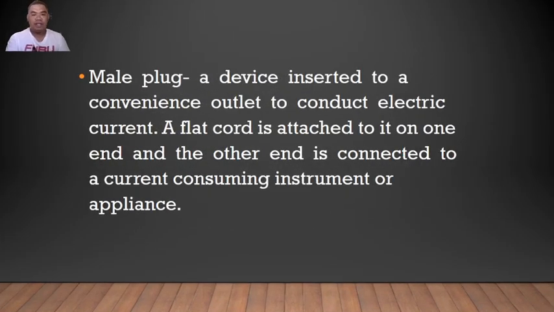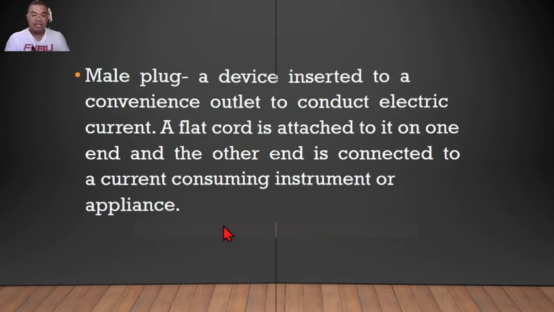Okay, next we have the male plug. A male plug is a device inserted into a convenience outlet to conduct electric current. A flat cord is attached to it on one end, and the other end is connected to a current consuming instrument or appliance. So a male plug is attached to a flat cord, and it will be inserted into the convenience outlet so that we could get the electricity for our current consuming instrument or appliance.